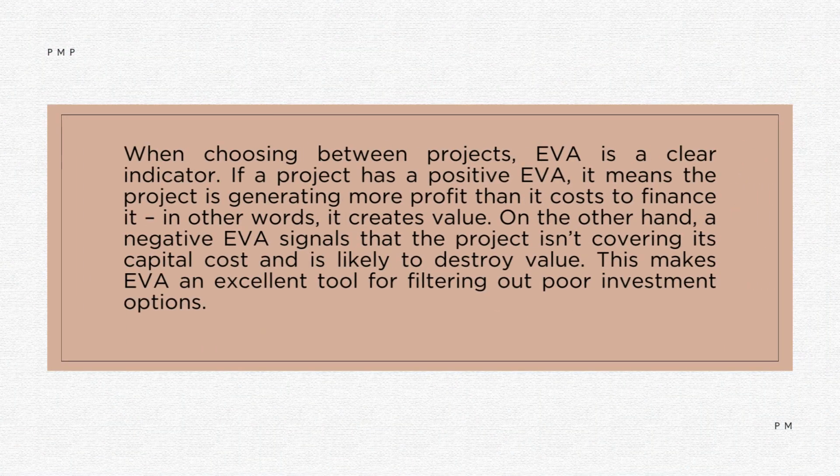When choosing between projects, EVA is a clear indicator. If a project has a positive EVA, it means the project is generating more profit than it costs to finance it. In other words, it creates value. On the other hand, a negative EVA signals that the project isn't covering its capital cost and is likely to destroy value. This makes EVA an excellent tool for filtering out poor investment options.